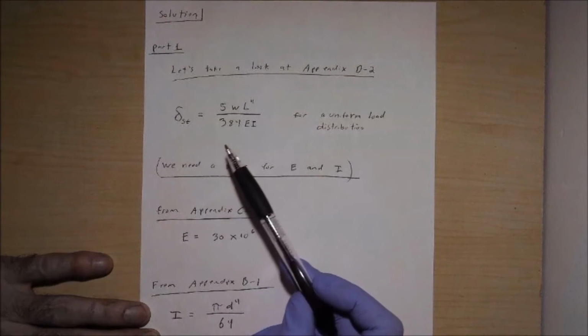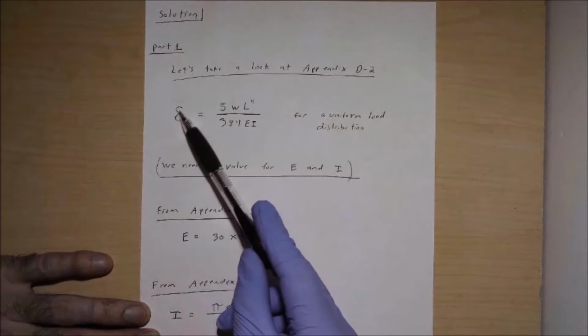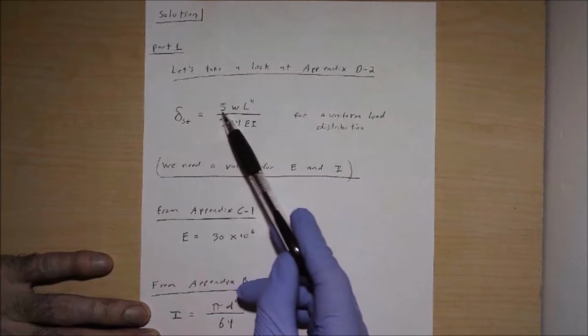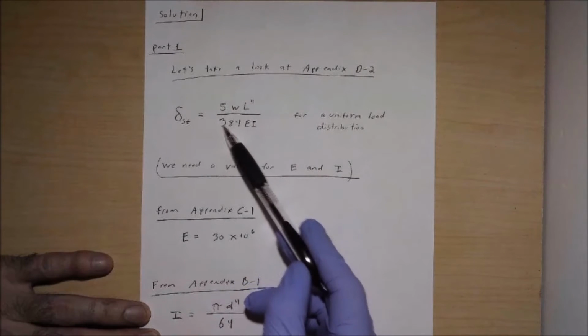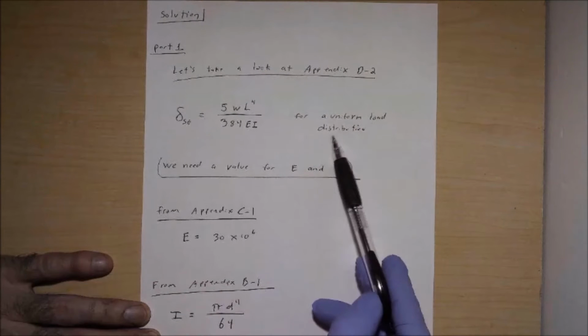So here's our equation that we got from Appendix D2. We write it here: delta sub ST is equal to 5WL to the 4th over 384 EI. And again, this is for a uniform load distribution.